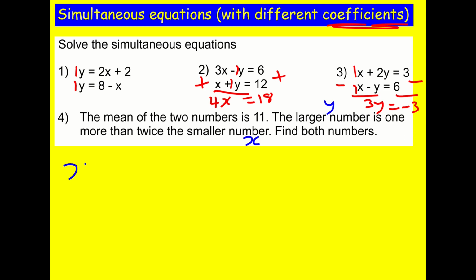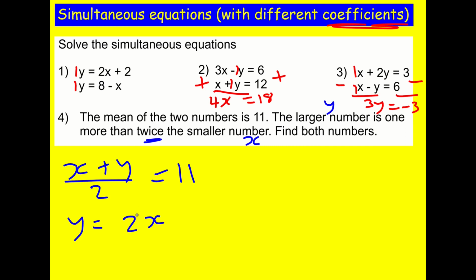So then the mean of the 2 numbers is 11. If I want to find the mean of 2 numbers, then I add them together and I divide by how many there are, which is 2, and that is going to equal 11. That's my first simultaneous equation that I can create. And then the larger number is 1 more than twice the small number. So that means I've got twice the small number, and then the larger number is 1 more than it. So I then need to add 1 to that, and I've created my simultaneous equations.